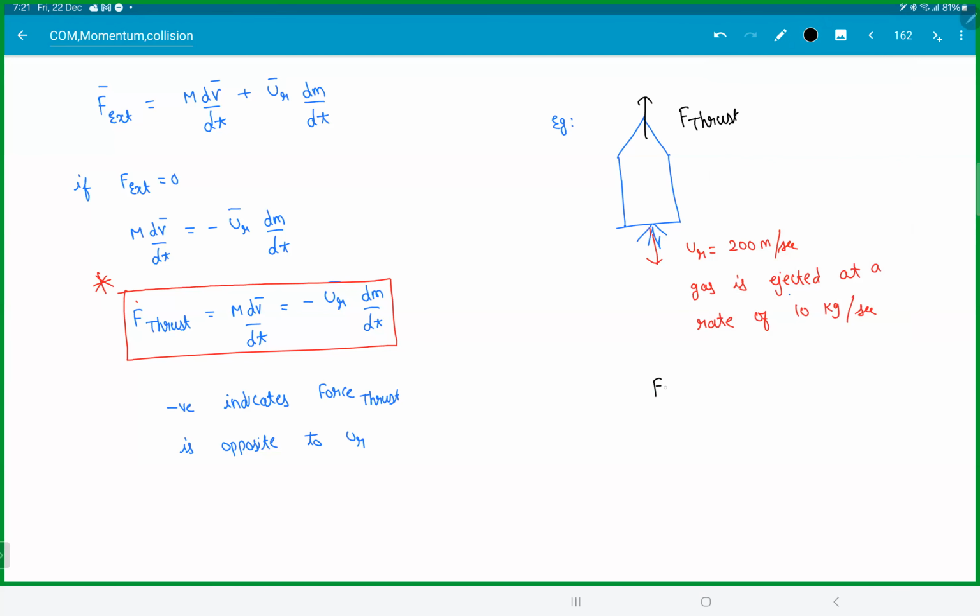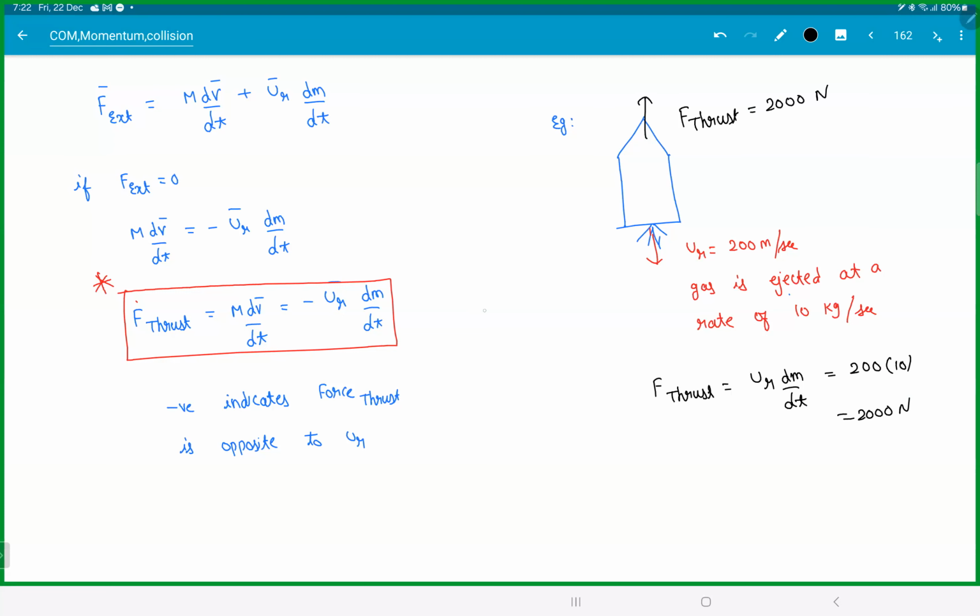So we can write F thrust. Because of this gas going out, it generates a force of ur into dm by dt. Remember, the gas's speed is not with respect to ground, it is with respect to rocket, which is 200 into 10. So the gas which is going out exerts a force of 2000 newtons on the rocket, which is constant. It does not depend on mass of the rocket. It only depends on with what speed you're throwing out and with how much mass are you throwing out.